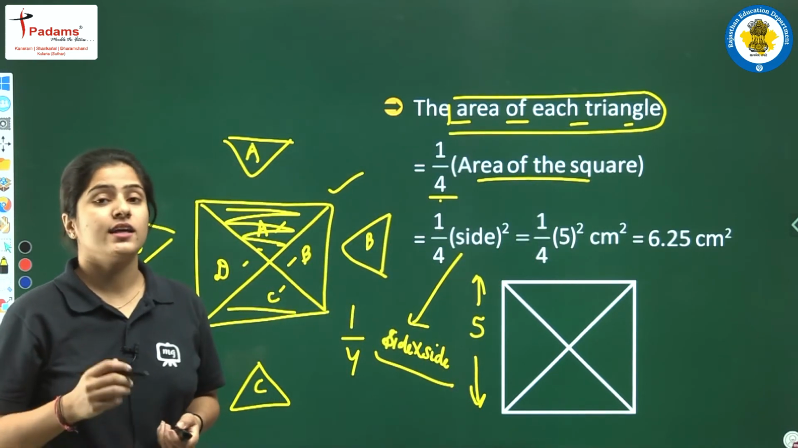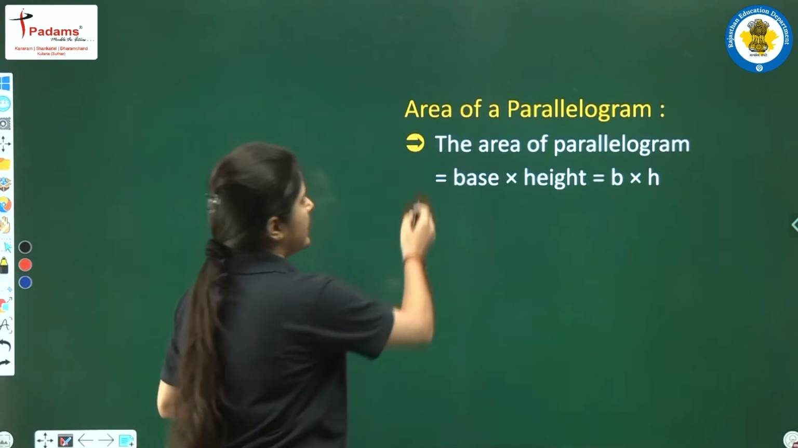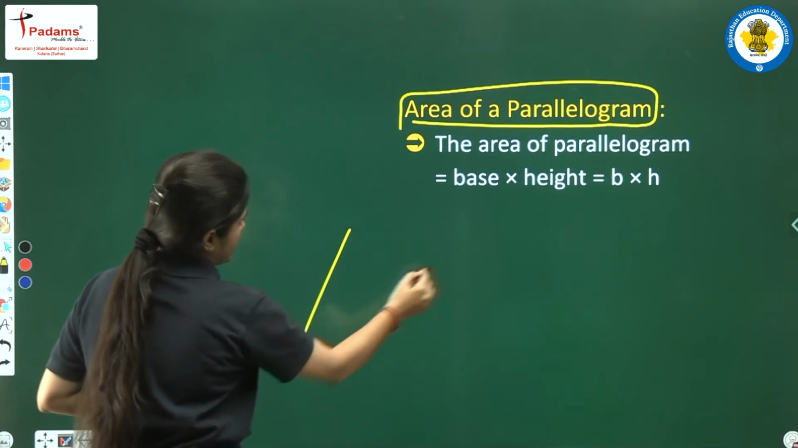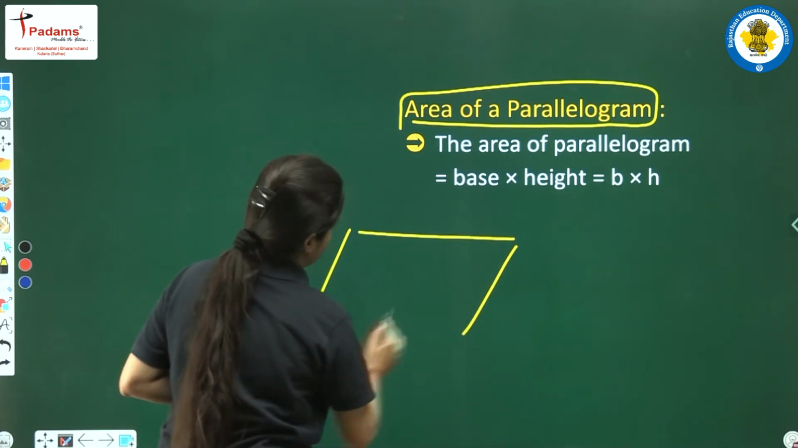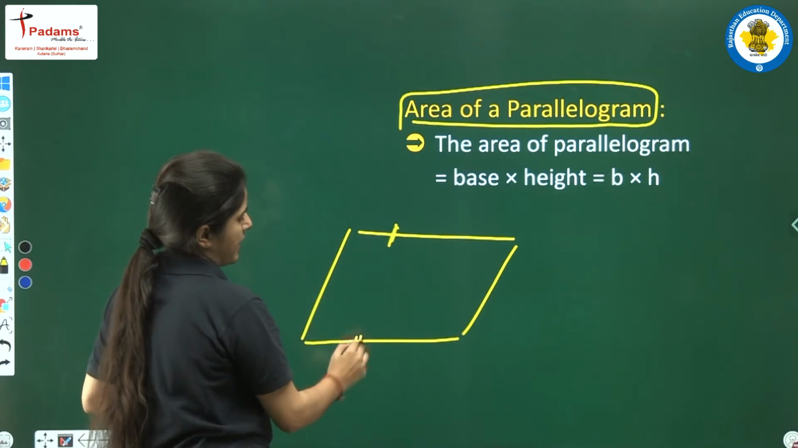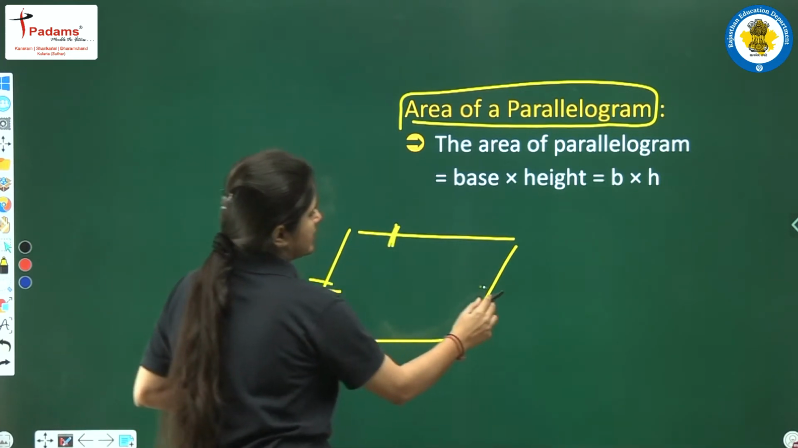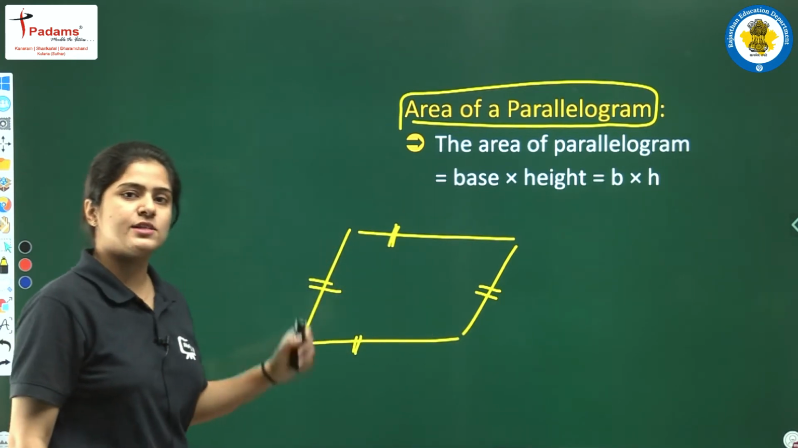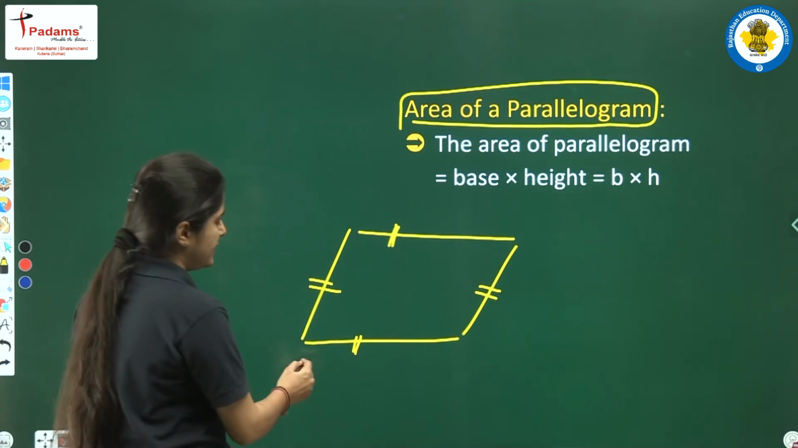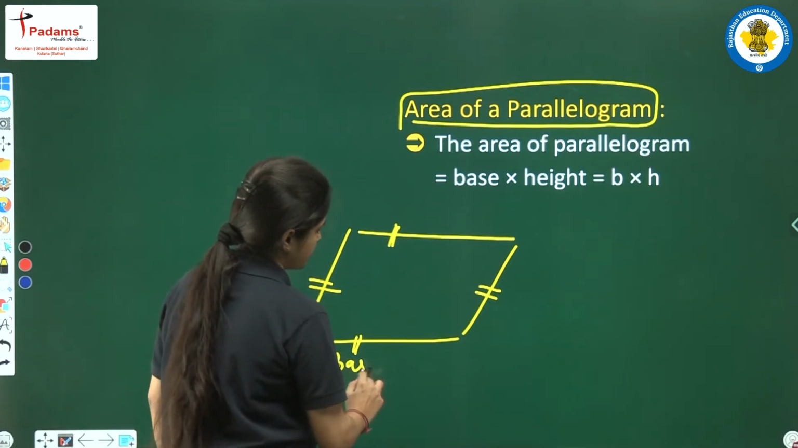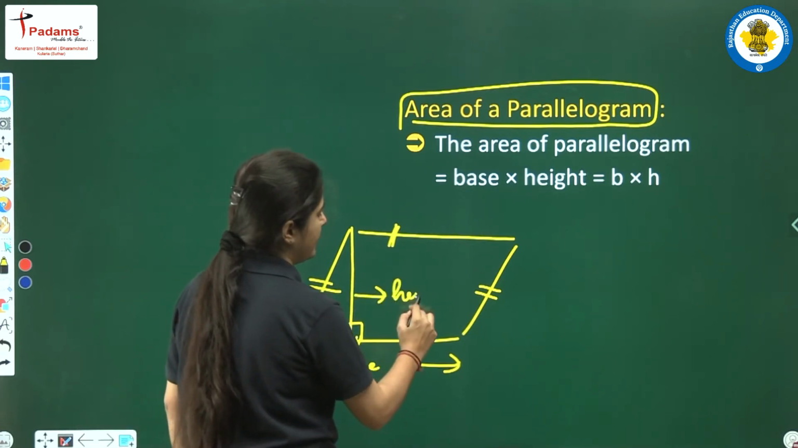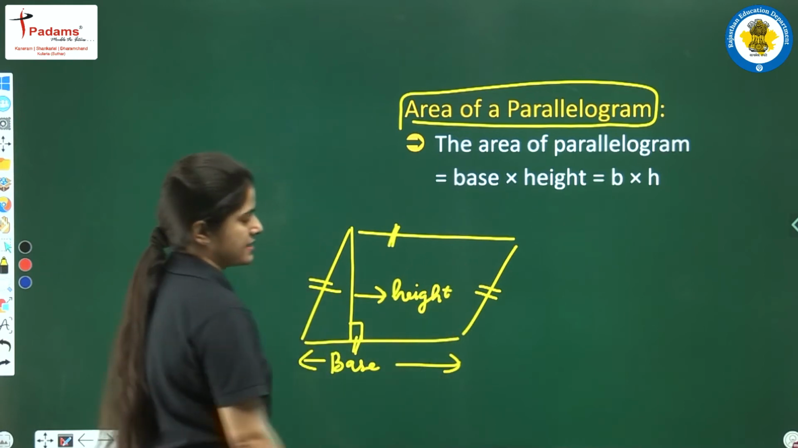Okay, now students, a very important concept, that is the area of the parallelogram. Students, this is a parallelogram. In this particular parallelogram, we have the opposite sides parallel to one another. If I'm talking about the area of the parallelogram, then this is called its base and this one is its height. जो इसकी height होती है वो perpendicular होती है इसके base की, ठीक है?